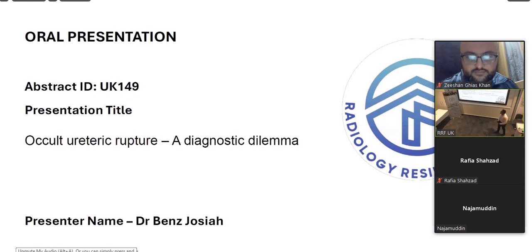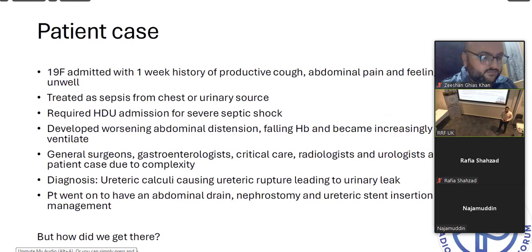The case was a 19-year-old female who presented to the A&E department with a 1-week history of productive cough, abdominal pain, and feeling generally unwell. She was treated as sepsis from a chest or urinary source. Unfortunately, during her time in the hospital, she was admitted to HDU for severe septic shock. She developed worsening abdominal pain, abdominal distension, a falling HB, and became increasingly hard to ventilate.